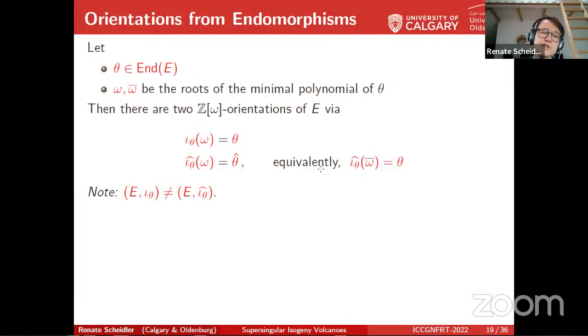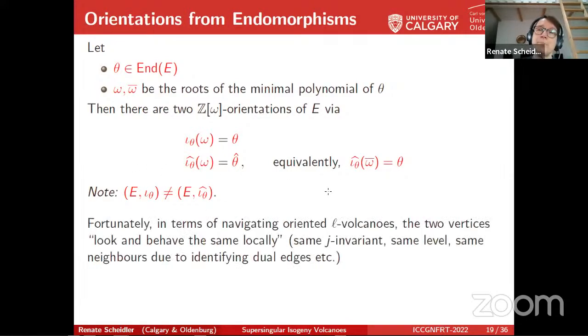So the problem is these vertices may be different, but they kind of look the same. If you look at the two vertices locally in the graph, so you sit on those two vertices and you don't look too far, the environment looks exactly the same. What that means is, well, it's the same J invariant, they sit at the same level of a volcano, they have the same neighbors, when you start walking isogenies, you get the same path. So for all intents and purposes, they look the same. So what we do from now on is we take an endomorphism and then we just work with one of the orientations. And we don't care which one. For navigation, it makes very little difference.